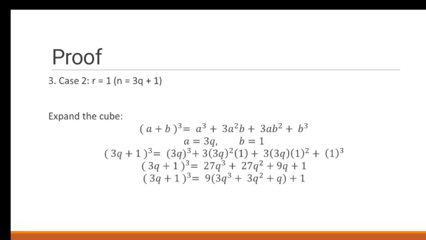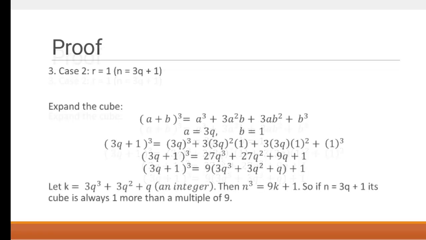Now, since the first three terms are multiples of 9, we can factor out 9. So it will become 9 times the quantity of 3q cubed plus 3q squared plus q and plus 1. Hence, in this case, let k be equal to 3q cubed plus 3q squared plus q, which will be an integer, then n cubed will be equal to 9k plus 1. So, if n is equal to 3q plus 1, its cube is always 1 more than a multiple of 9.